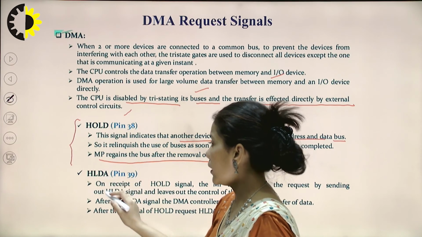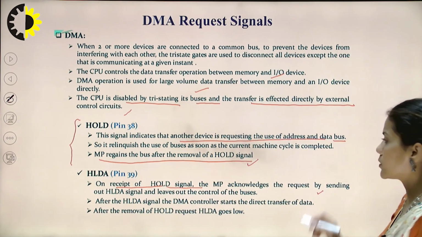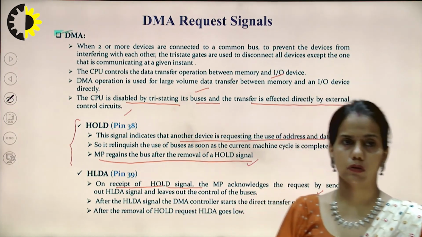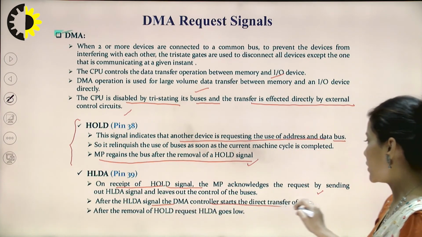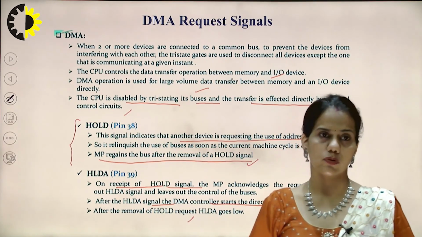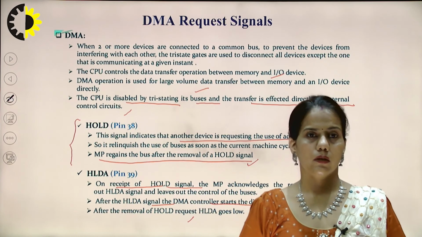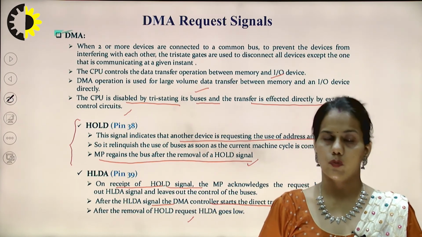And HLDA: on receipt of the hold signal, the microprocessor acknowledges the request by sending out the HLDA signal and leaves the control of the buses. After the HLDA signal, the DMA controller starts the direct transfer of data. After the removal of the hold request, HLDA goes low. So this is how HLDA and the hold pin are complementary to each other and they are used for the DMA operation.